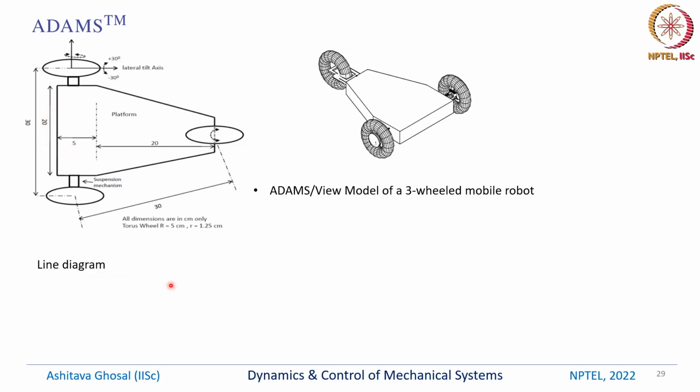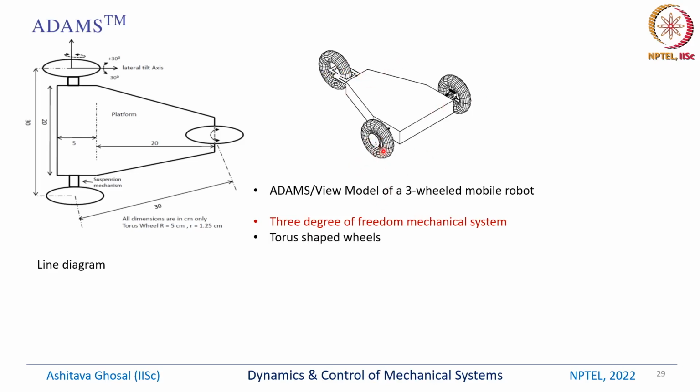So this is a line diagram, and then you can make a model of this three-wheeled mobile robot in CAD model, and then you can import it. Okay, so this you can show is a 3 degree of freedom mechanical system. There are 3 inputs which are required. The 3 inputs are the rotation of the 2 rear wheels and the steering of the front wheel.